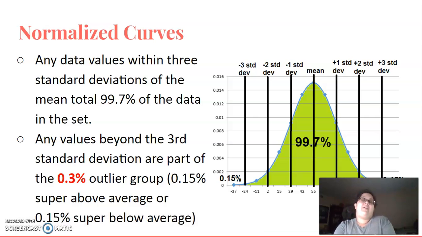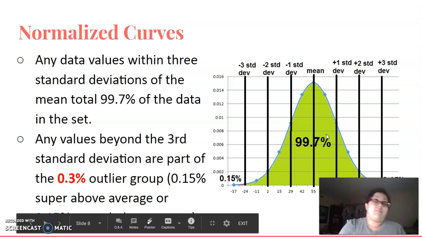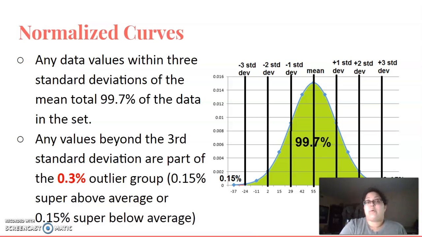99.7% of the data falls within three standard deviations of the mean, okay? Any values beyond that are part of an outlier group, okay? 0.3%, so 0.15% on each side, okay?